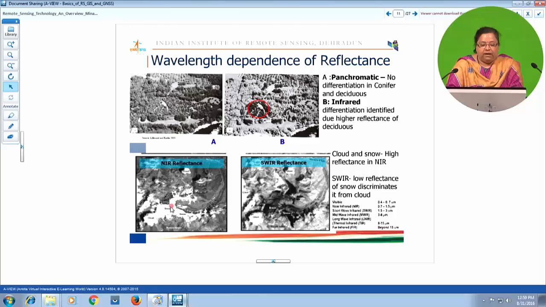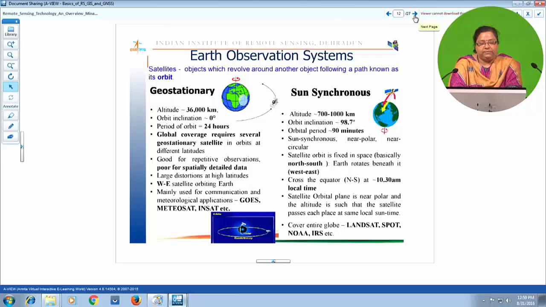Similarly, the cloud and the snow, they have high reflectance in the near infrared portion of the spectrum, and it's not easy to separate them. Whereas if we capture the data in the short wave infrared region from 0.1 to 3 micrometer, the low reflectance of snow discriminates it from cloud. You can see that cloud is very bright and the snow is dark. So discrimination is possible. That is the reason we are recording in different ranges of the electromagnetic spectrum.